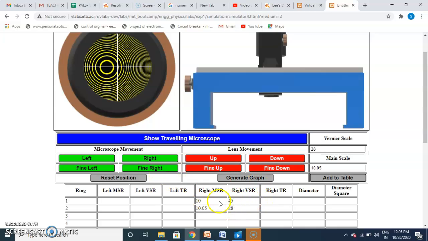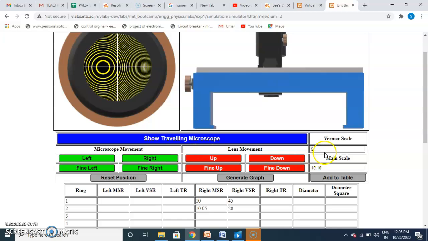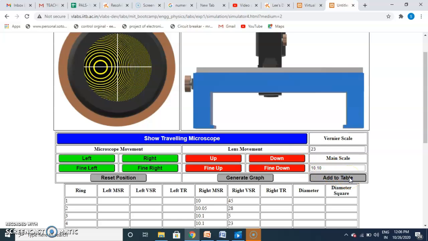Okay, so we are moving towards the right. Now again I'm moving right. Okay, so now see, vernier scale is 5, main scale is 10.10. Add to the table. This reading is added. Again I am moving. Vernier scale is 23, main scale is 10.10. Add to the table. Okay, now we have completed the right side.